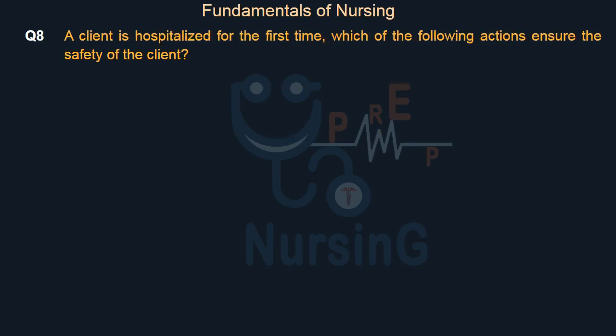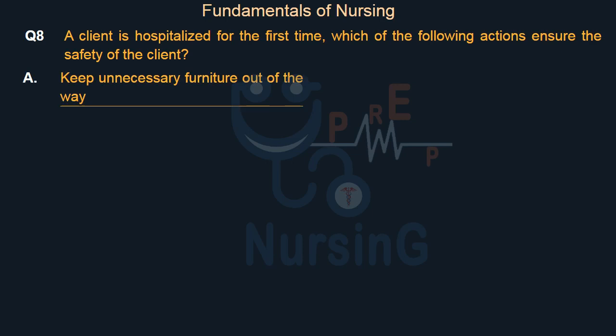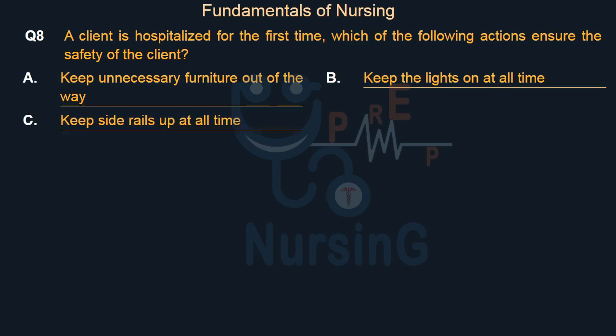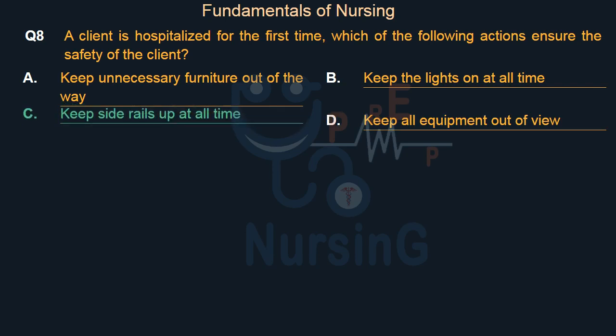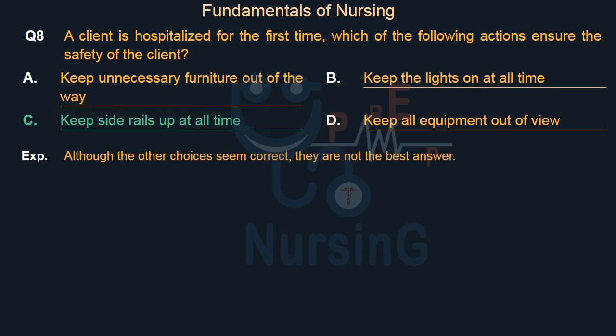A client is hospitalized for the first time. Which of the following actions ensure the safety of the client? Option A. Keep unnecessary furniture out of the way. Option B. Keep the lights on at all times. Option C. Keep side rails up at all times. Option D. Keep all equipment out of view. Right answer is Option C. Keep side rails up at all times. Although the other choices seem correct, they are not the best answer.